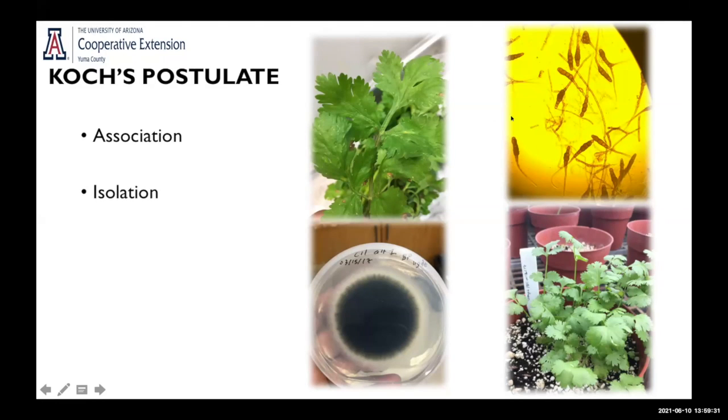And then I should be able to isolate it. Most of the fungi, they can be isolated. I should be able to isolate it and grow it in artificial media. And then I should be able to inoculate it back to a healthy one and cause similar symptoms, and then be able to re-isolate. So this is how you prove that this is a causal agent, because you were able to induce the exact same symptoms by isolating the pathogen.